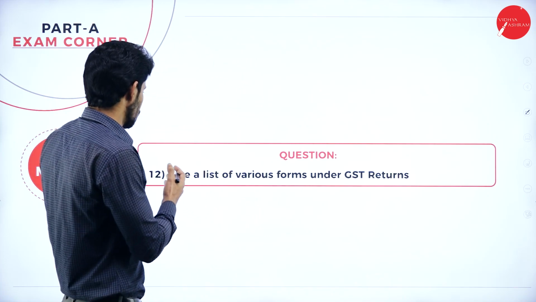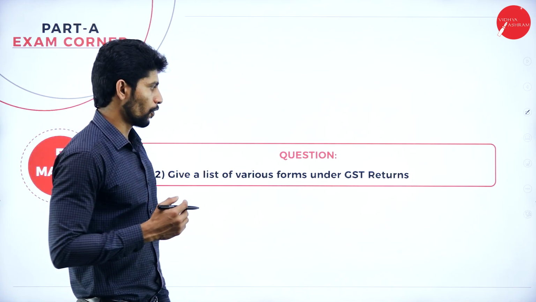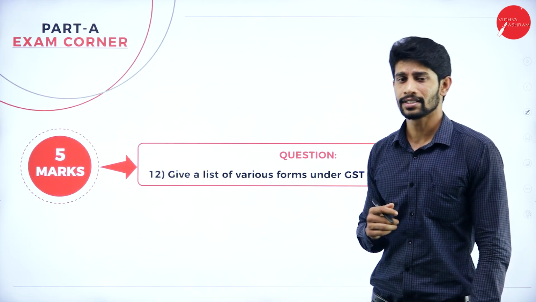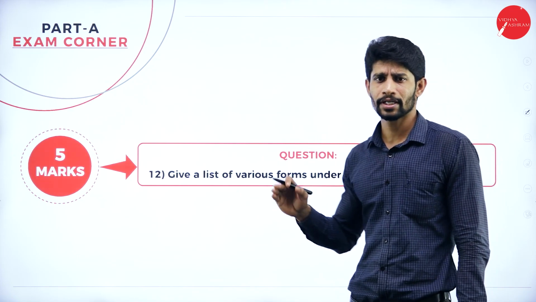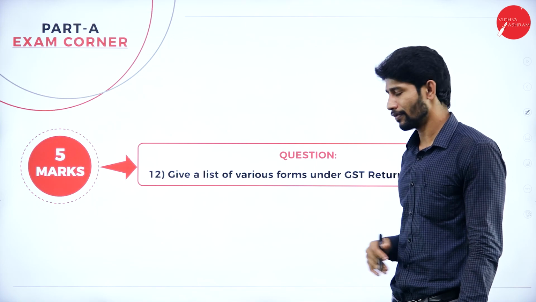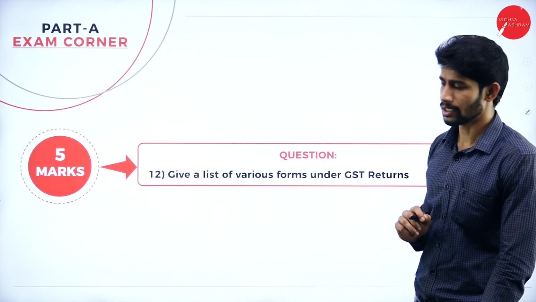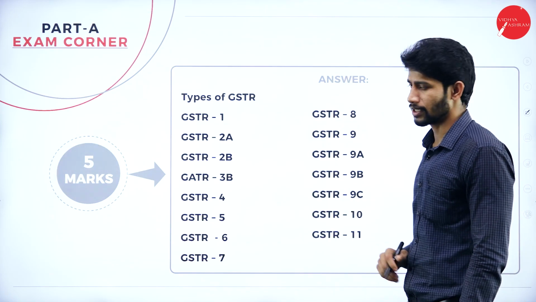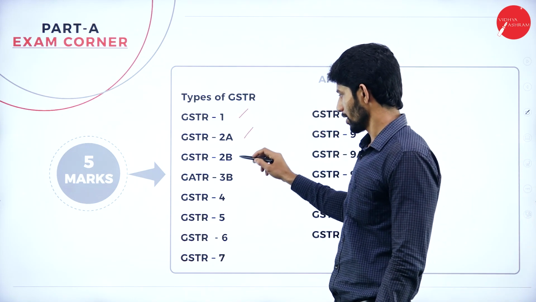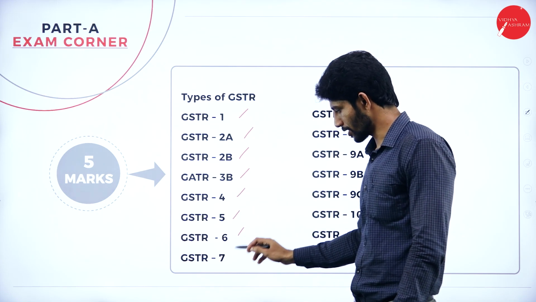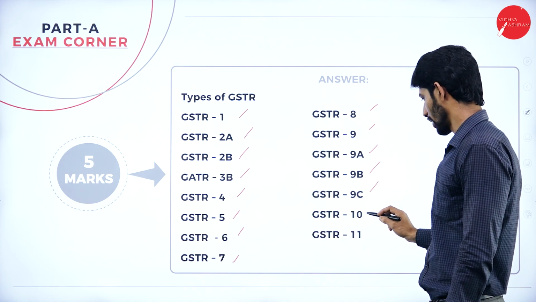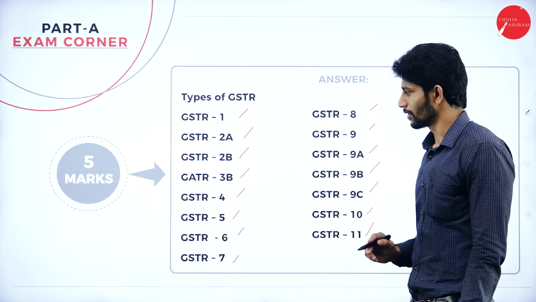Next one, give a list of various forms under GST returns. Yes, unit number 5 deals with GSTR returns. From that particular chapter, you might ask a question for 5 marks, like this: give the list of various forms under GST returns. So these are all the various GSTR returns we have under GST returns. GSTR 1, 2A, 2B, 3B, 4, 5, 6, 7, 8, 9, 9A, 9B, 9C, and GSTR 10 and GSTR 11. So it's very easy.